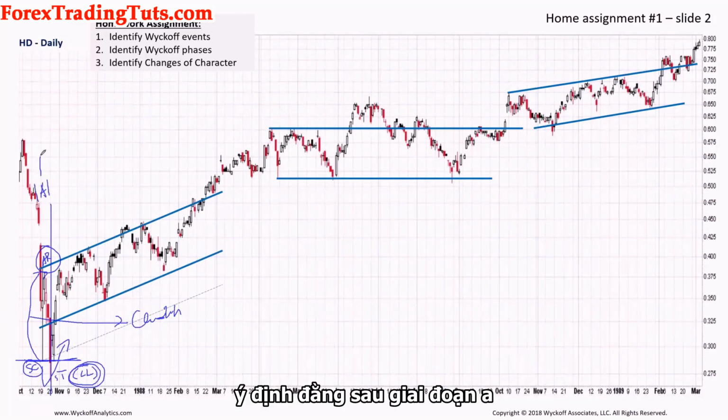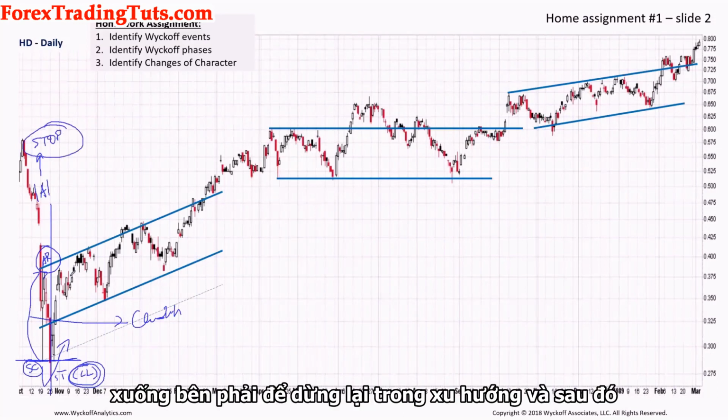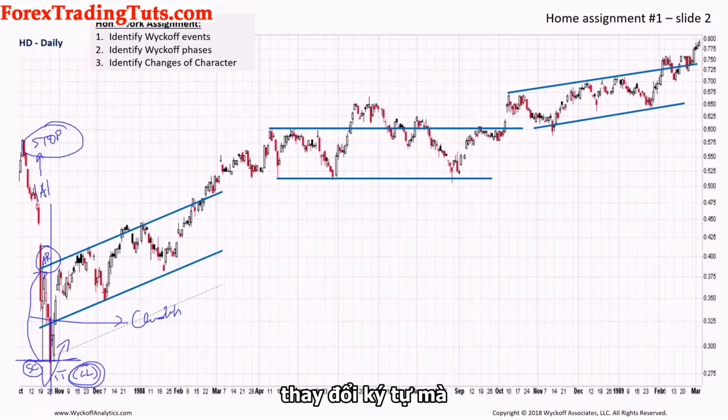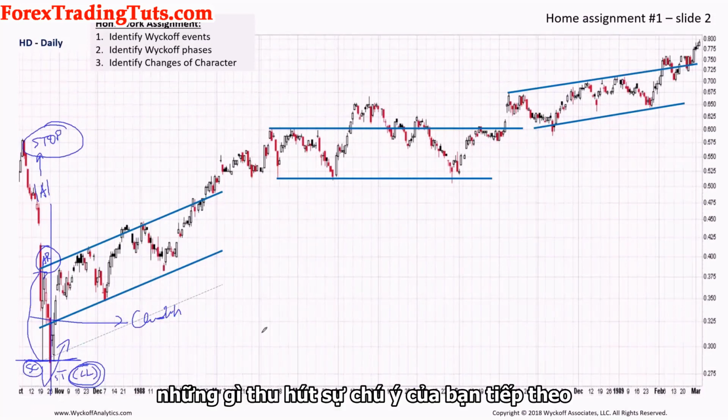What's the intention behind phase A? The change of character. Yes, the change of character, and to stop the downtrend from going further down, right? So stopping the trend and then changing the character with which the price unfolds. Okay, phase A. And then what catches your eye next?